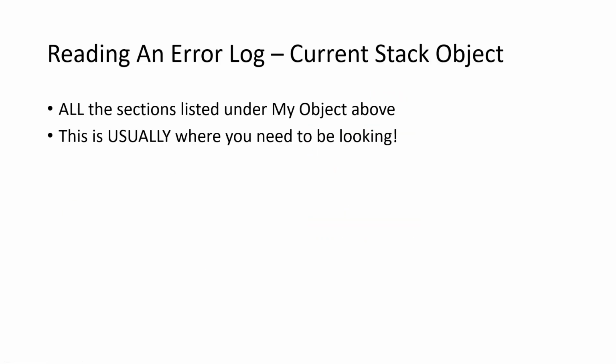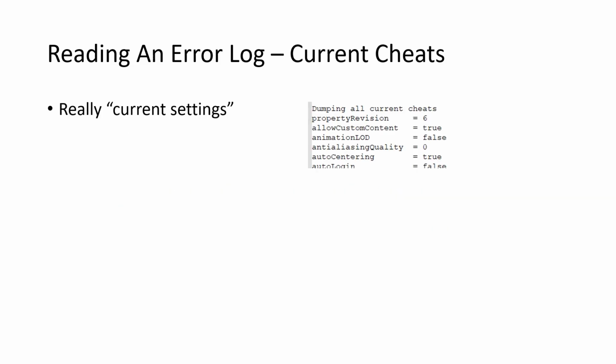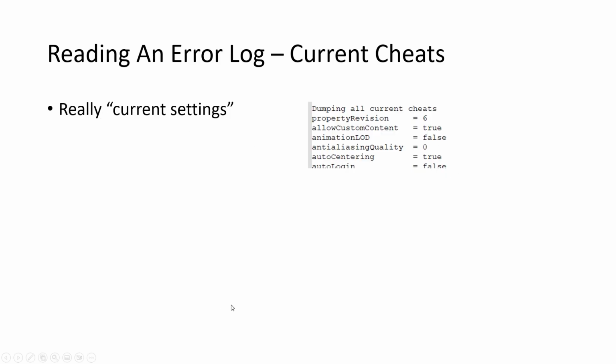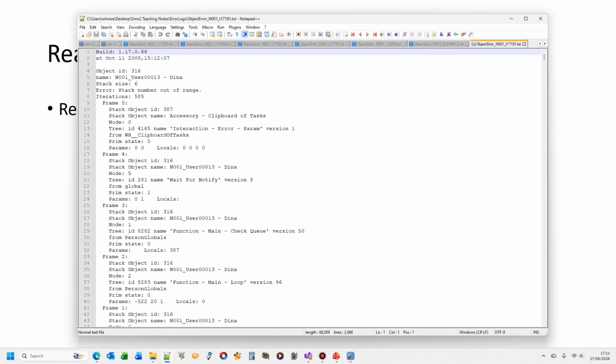And then it does it all again for the current stack object, which is usually the thing the sim is interacting with. You then get what's called the lot object dump, which is every single object on the lot, and you get what the current cheats are set to. But what we're going to do, if I can find the thing I'm looking for, is actually look at an error log.